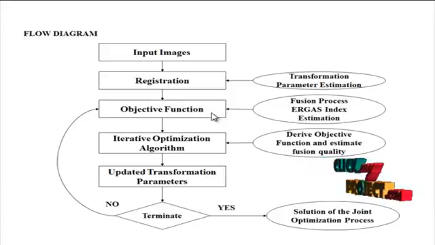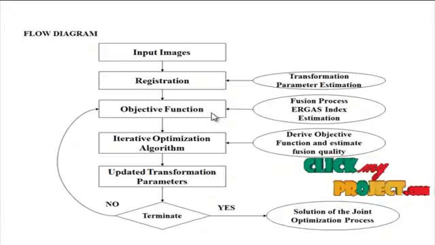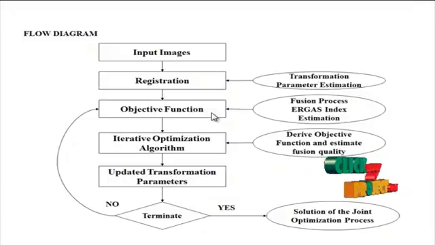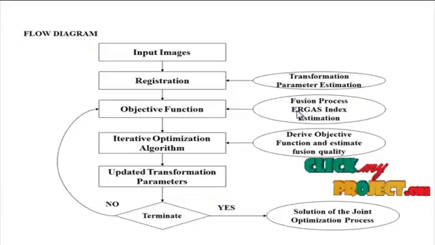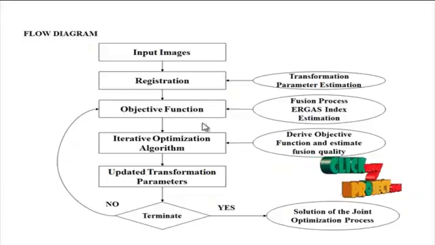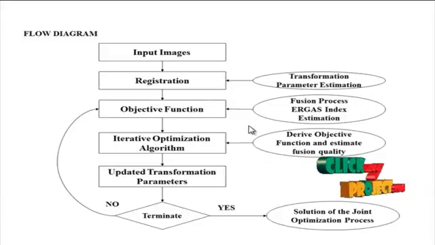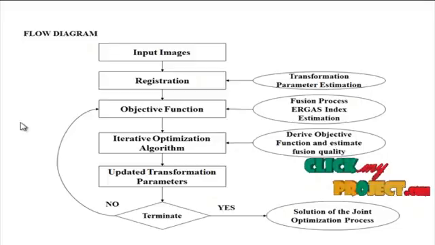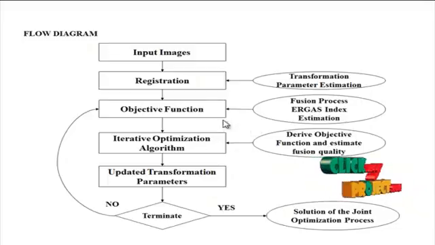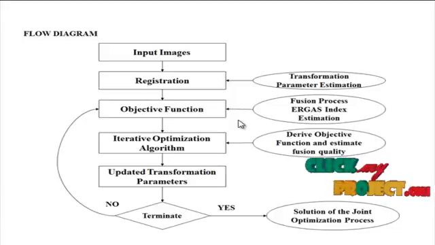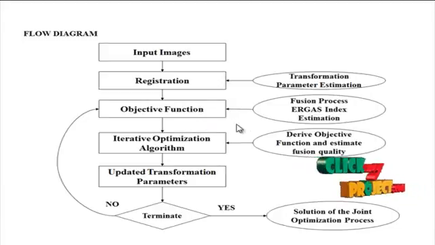Here, the Ergas index is used for evaluating the objective function, where the RMSE is the difference in spectral information between the ith band of the fused MS image and that of the registered MS image. The lower the value of the Ergas index, the better the global spectral quality of the fused images. When the Ergas index obtains the minimum value, the corresponding transformation parameters are the solution of the joint optimization process.